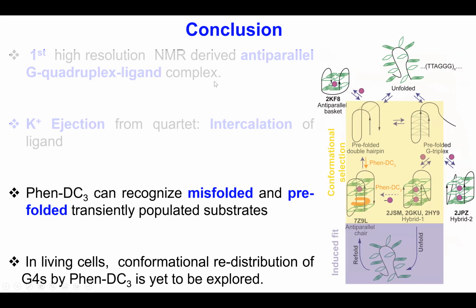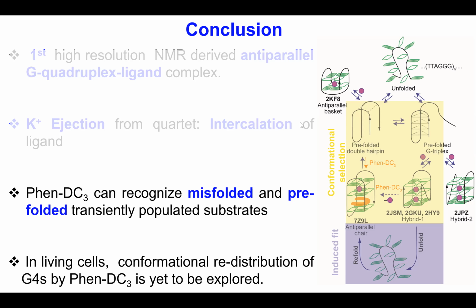But this is not all. We observe that this ligand can recognize the misfolded and the pre-folded species, and this is important. Earlier, many drug design approaches only considered the final folded quadruplexes, but we have to consider the misfolded and the pre-folded species. So it does not need a fully folded quadruplex to bind a ligand molecule. It can recognize the misfolded species and redirect their conformation to the final complex.